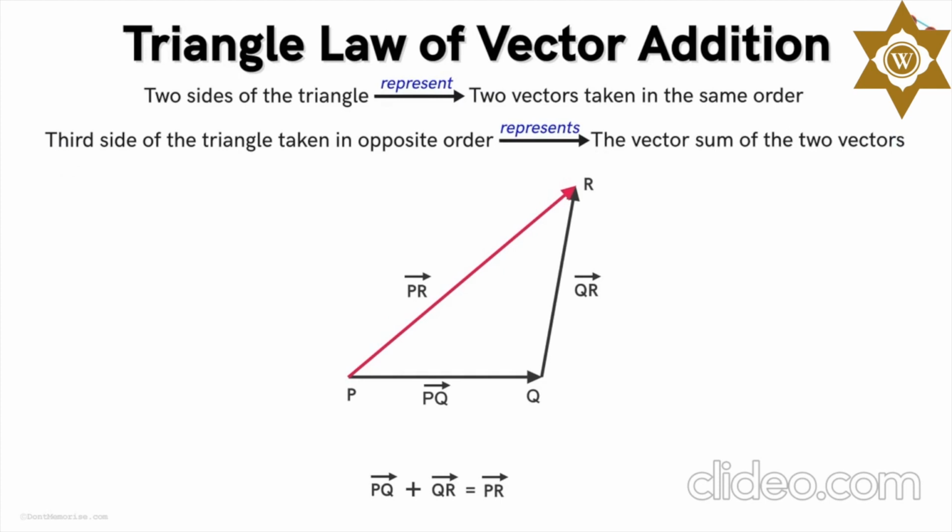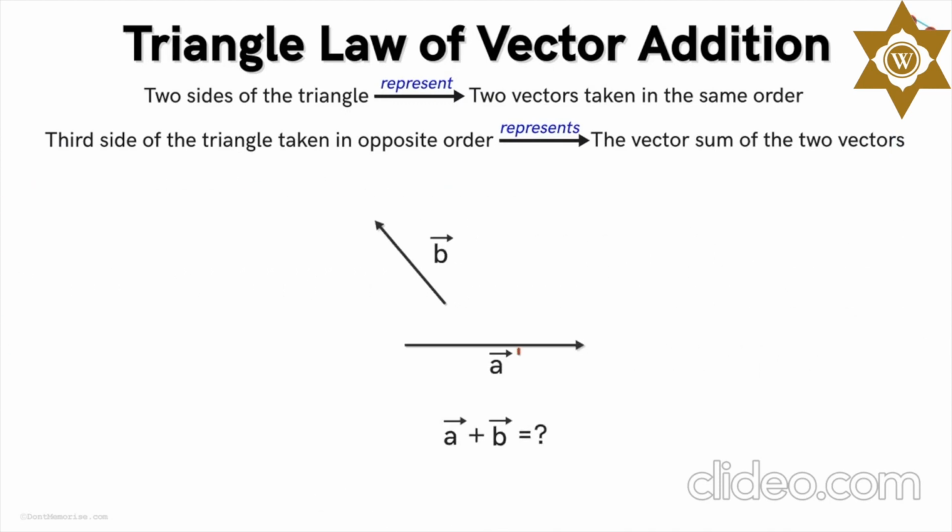Now by applying this law, we can add any two vectors. Suppose we have to add these two vectors A and B. So for this, first we need to position the two vectors such that the initial point of one vector coincides with the terminal point of the other vector. So we move the vector B parallel to its position without changing its magnitude and direction, and place it such that the initial point of vector B coincides with the terminal point of vector A. Now notice that these 3 points A, B and C form a triangle.